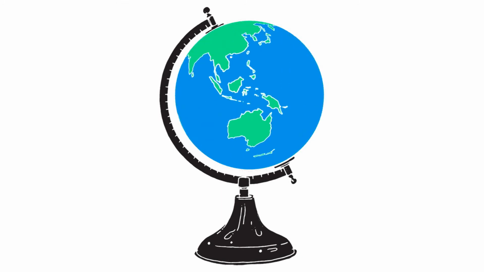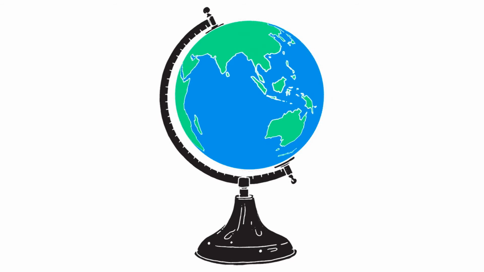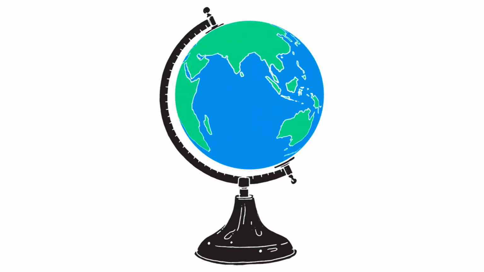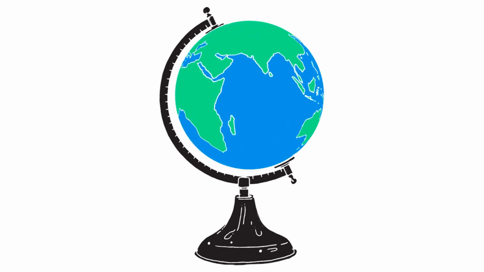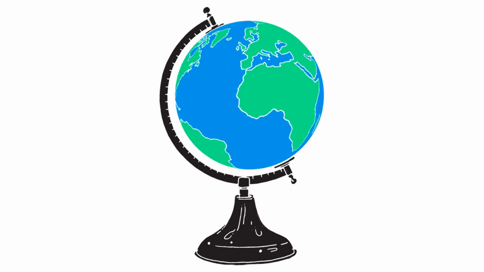Look at the screen. This is a globe. It is a model of the Earth. See how does it look like? Right, it is round in shape. Okay, see the globe carefully and tell me which is the most visible color in the globe.